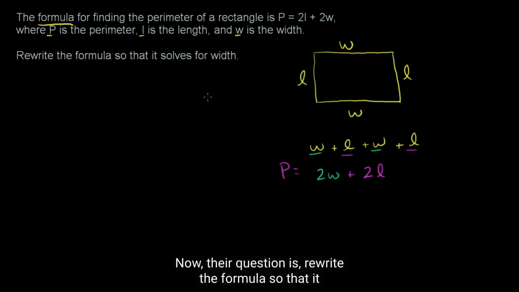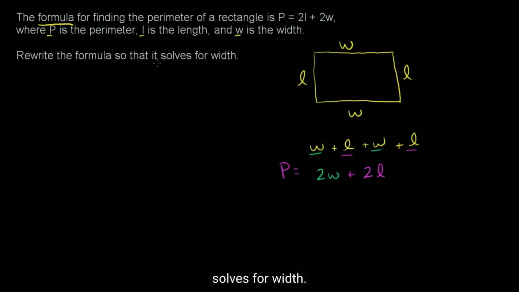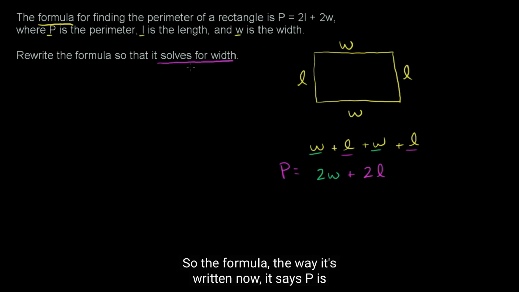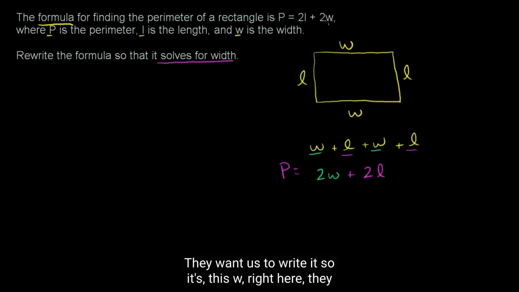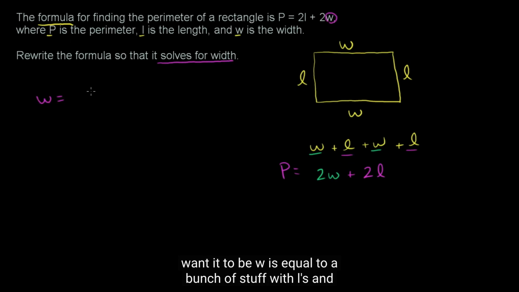Now, their question is, rewrite the formula so that it solves for width. The formula, the way it's written now, says P is equal to something. They want us to write it so it's W is equal to a bunch of stuff with L's and P's in it and maybe some numbers. So let's think about how we can do this.